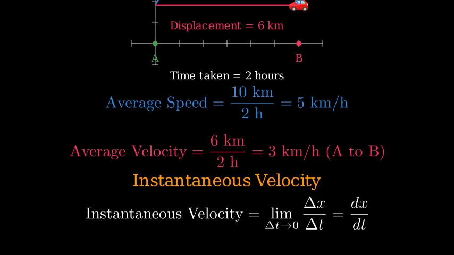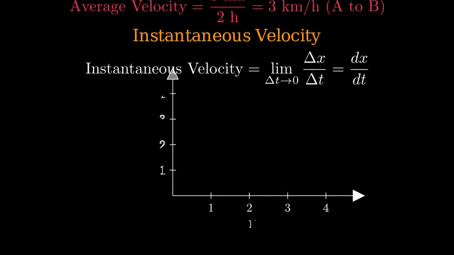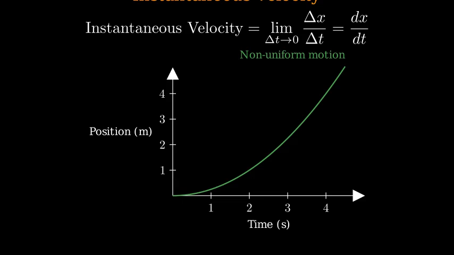So far, we've been discussing average speed and average velocity, which are calculated over a period of time. But what if we want to know the velocity at a specific instant? This is called instantaneous velocity. Instantaneous velocity is defined as the limit of average velocity as the time interval approaches 0. In calculus terms, it's the derivative of position with respect to time. On a position-time graph, the instantaneous velocity at any point is the slope of the tangent line at that point.